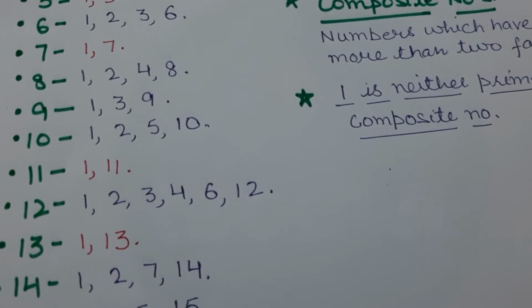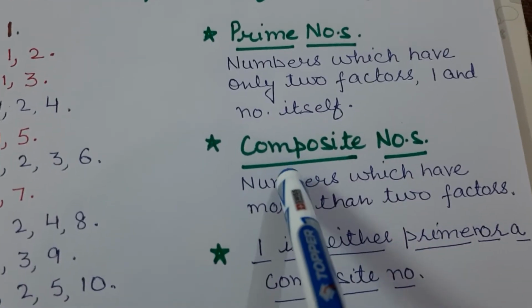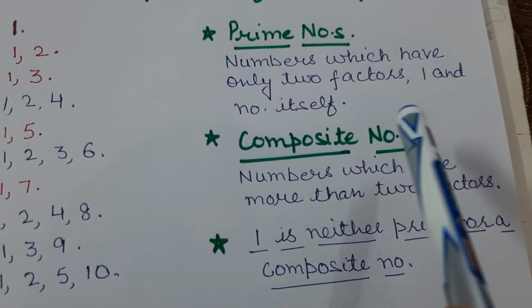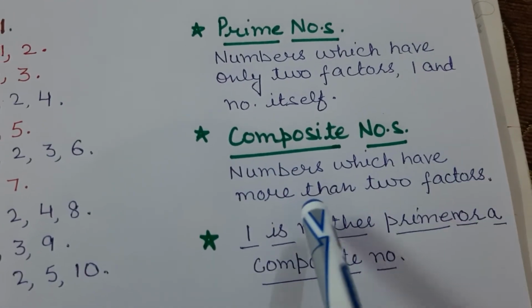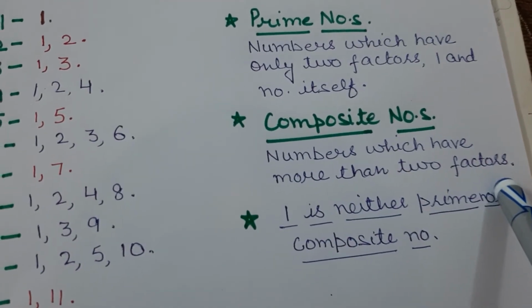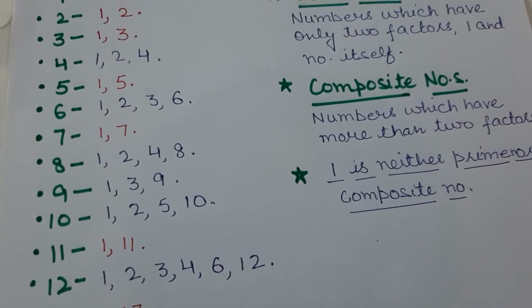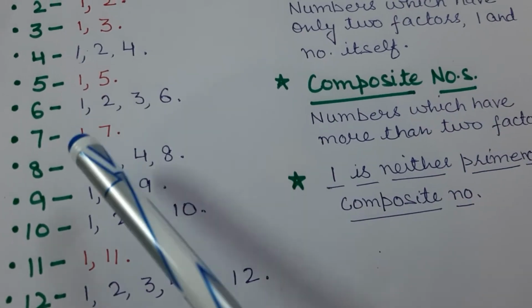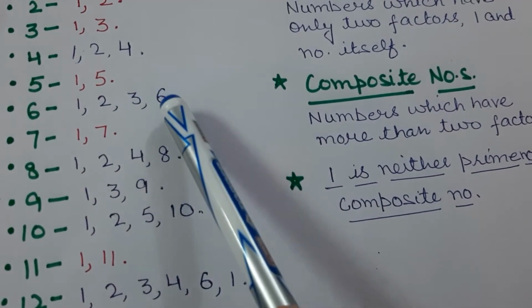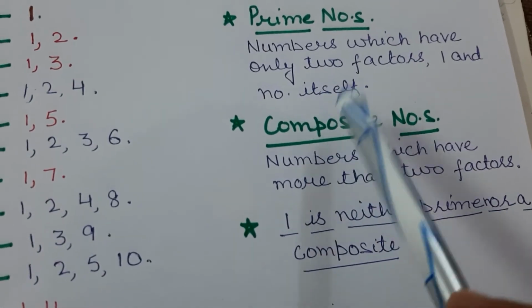Now what about the other numbers which have more than two factors? Those numbers are called composite numbers, students. Numbers which have more than two factors, meaning the numbers which are not prime, are called composite numbers.